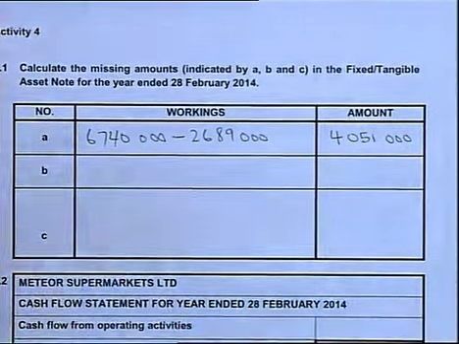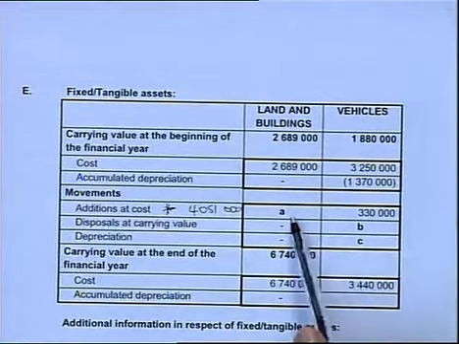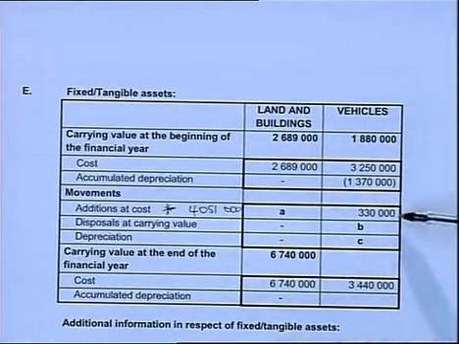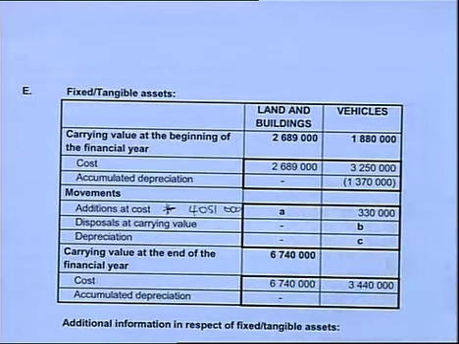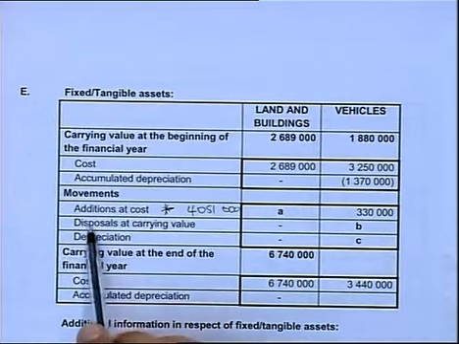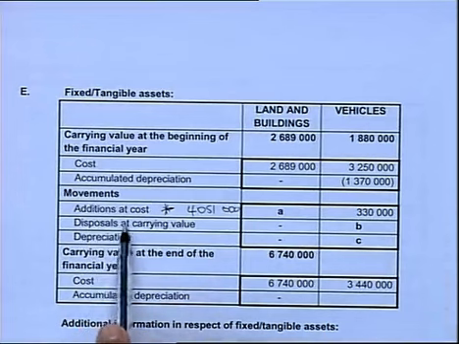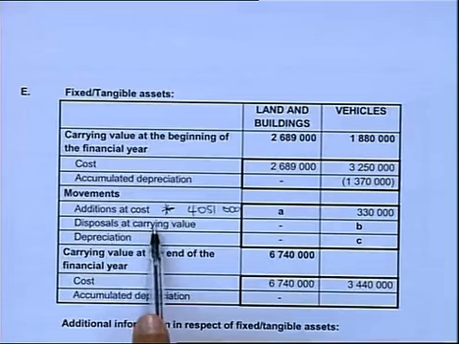Now that is only the land and buildings bought. Right. But if we go back to the question, there's also an indication that we must have bought vehicles, and they give us the amount of 330,000. So we will come back to that line, and we're going to use those two figures again. Okay. Let's look at the next part. The next part is the item they want us to calculate, B. Okay. B refers to the disposal at carrying value. Very important, learners, disposal at carrying value.